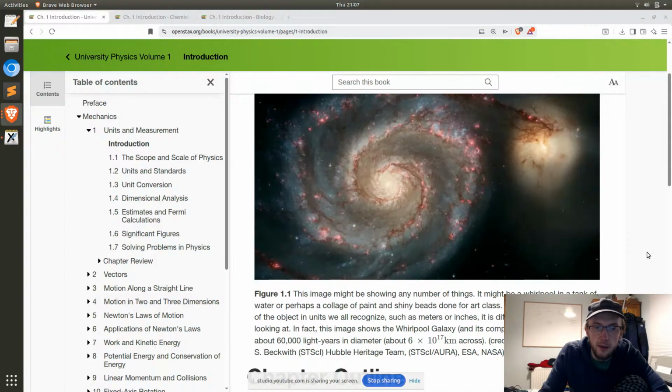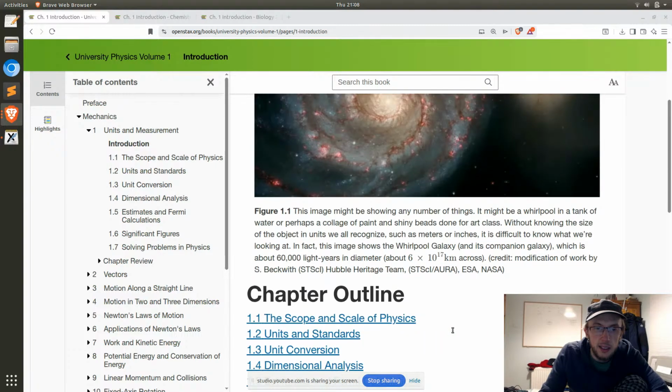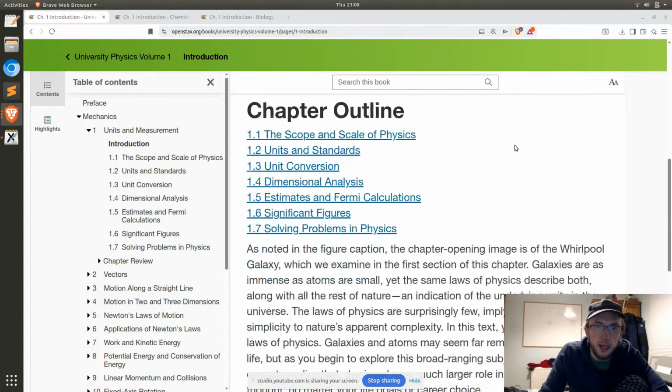In fact, this image shows the whirlpool galaxy and its companion galaxy, which is about 60,000 light years in diameter, about 6 times 10 to the 17 kilometers across. Okay, well, 60,000 is 6 times 10 to the 4. And making the division here, that would mean that a light year is about 10 to the 13 kilometers, or about 10 trillion kilometers. And there's the credit there.